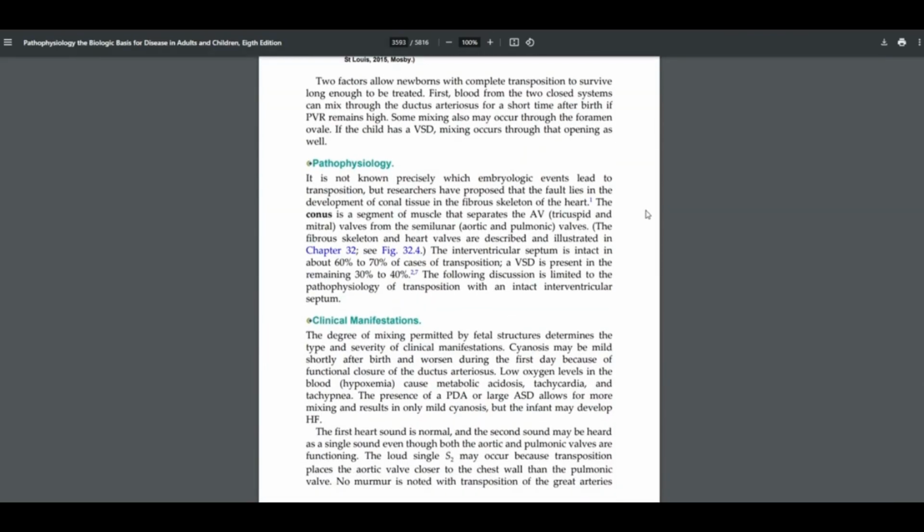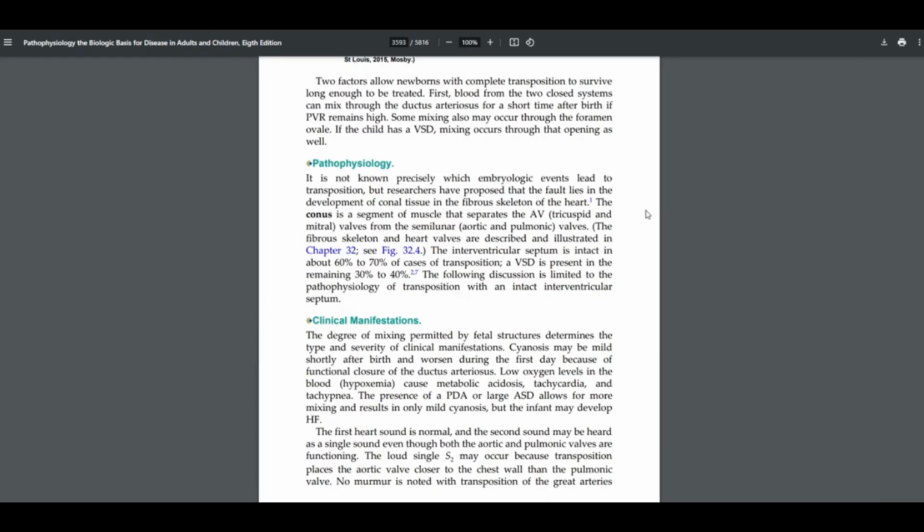Two factors allow newborns with complete transposition to survive long enough to be treated. First, blood from the two closed systems can mix through the ductus arteriosus for a short time after birth if PVR remains high. Some mixing also may occur through the foramen ovale, and if the child has a VSD, mixing occurs through that opening as well.